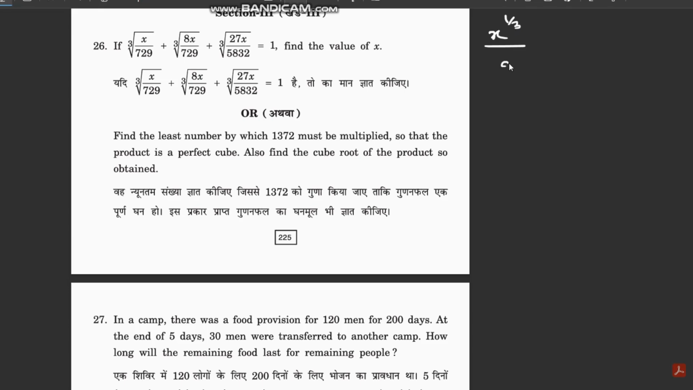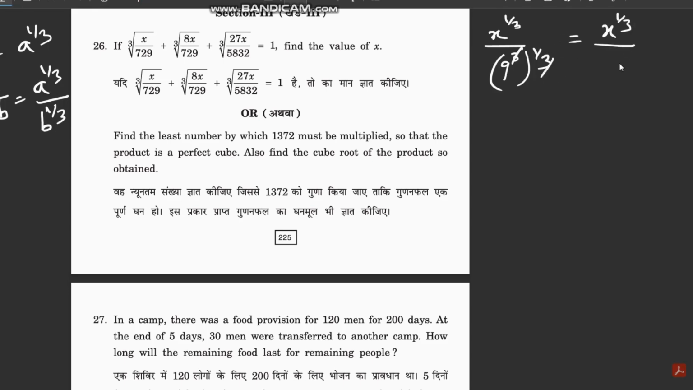I am writing x power 1 by 3 by 729, which means 9 cube whole power 1 by 3. Anywhere cube root a means a power 1 by 3 we can write. If cube root a by b means a power 1 by 3, b power 1 by 3 we can write. So here 3 cancel. What is left over? x power 1 by 3 by 9.